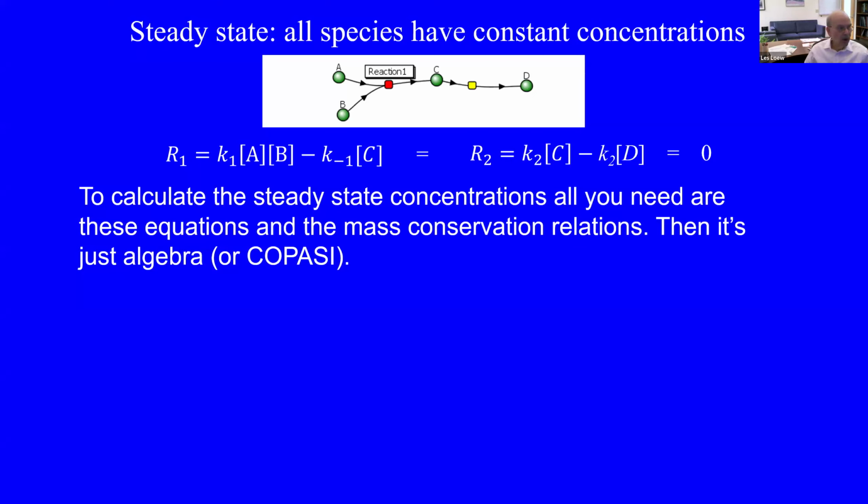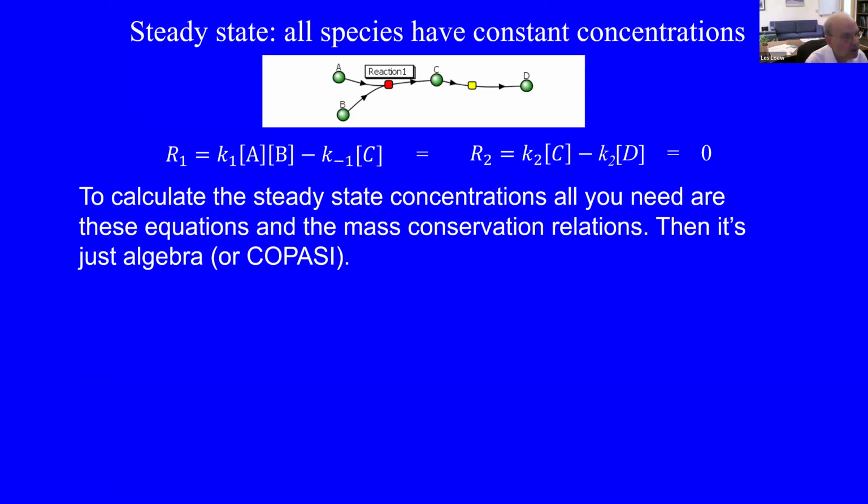The overall number of molecules of each type has to be conserved. So if you start off with 1,000 A molecules and 1,000 B molecules, you can't produce 2,000 C molecules. You can only, at the most, produce 1,000. So those are called conservation of mass relationships, and those are all algebraic equations that you can solve for. And COPASI does that for you automatically.